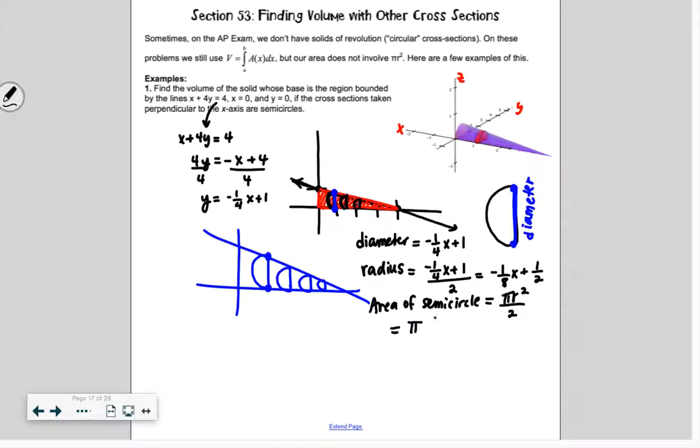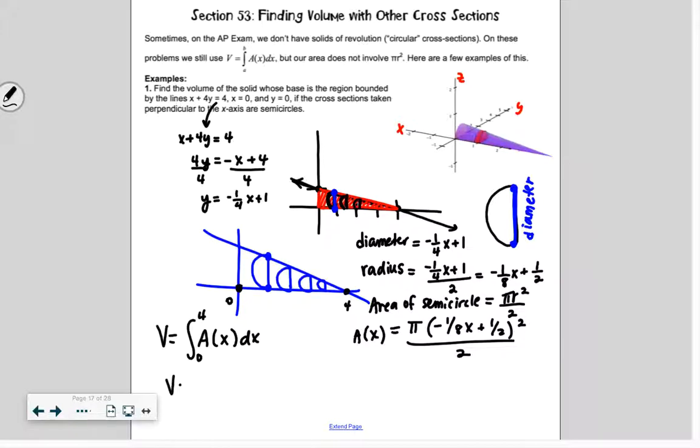So it's going to be pi, this negative 1/8 x plus 1/2 squared, and then all divided by 2. Okay. So we talked before about how our volume is really just our area integrated, and our x values went from 0 to 4. So we're going to have that. So our area of the semicircle, which I could call A of x, right? That would be perfectly acceptable if I wrote that as my setup on the test, as long as I've defined what A of x is and I have it all set up like that.